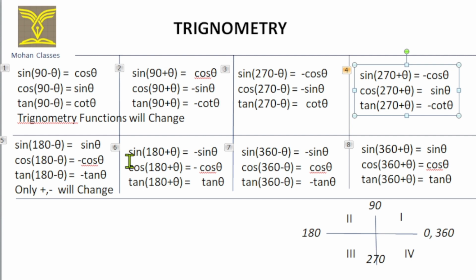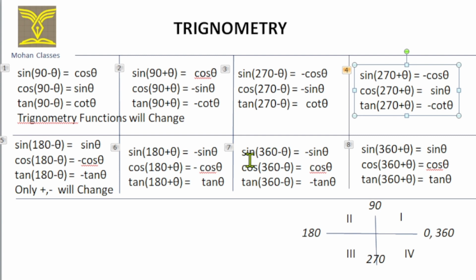Similarly, 180 plus theta will come in the third quadrant. In the third quadrant, only tan and cot are positive. Therefore tan 180 plus theta is tan theta, positive. The other two are negative. Sine 180 plus theta is minus sine theta, cos 180 plus theta is minus cos theta.